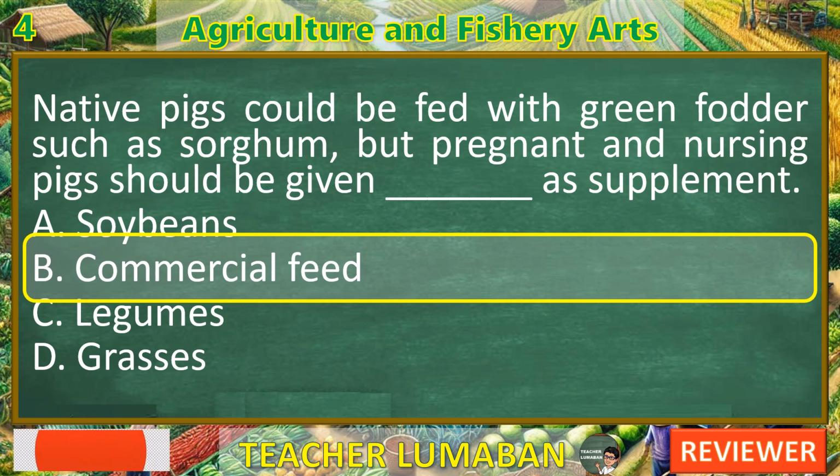A. Soybeans. While soybeans are a good source of protein, feeding soybeans alone might not provide the complete nutrition required by pregnant and nursing pigs. They need a more balanced diet to support the energy demands of pregnancy and milk production.